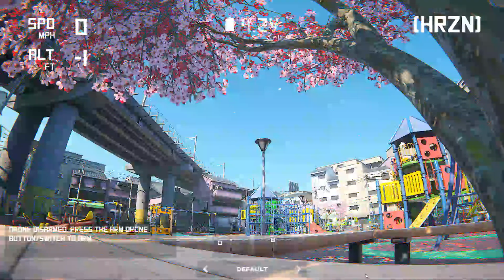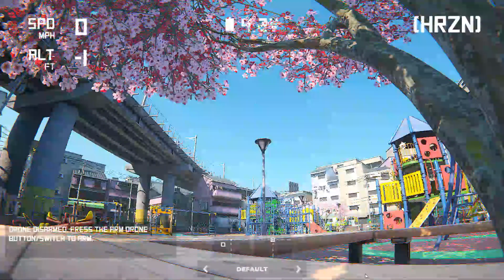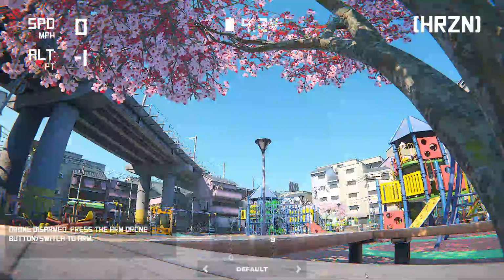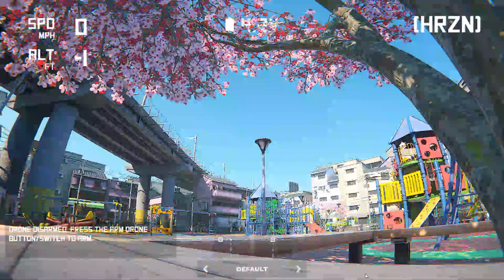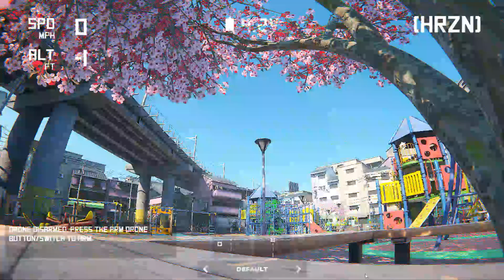If I move it to the left, it's going to yaw left. So this is yaw, Y-A-W, yaw. Consider this like saying no. If you say no, you move your head left or right. This is what it is: left, right, left, right. So the quad is going to move like that: left, right, left, right.